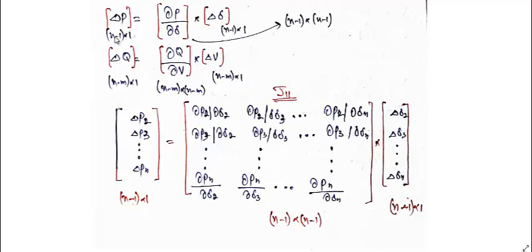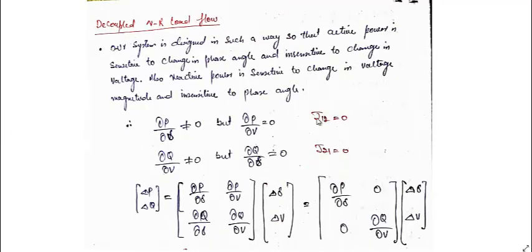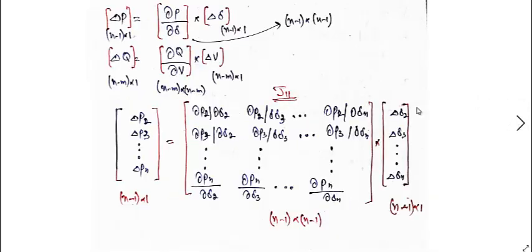So the order of this will be n minus 1 cross 1. Order of this will be n minus 1 into n minus 1. Order of this matrix will be n minus 1 cross 1. Similarly, order of this will be n minus m into 1. Order of this will be n minus m into n minus m, and order of this will be n minus m cross 1. And from here, we can assume that this J12 will be equal to 0. That is, this matrix J21 will be equal to 0. You can see it over here. This is actually J12. This is J22. There will be no term at J12 and J21.